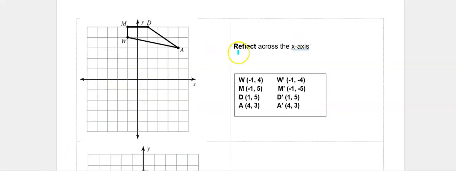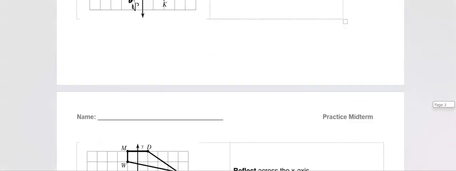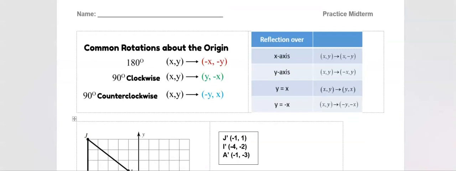Okay, now for our next image, we are reflecting across the x-axis. So the goal is to go up here to the correct table. As you can see, this is reflection over, and then we have the x-axis here.